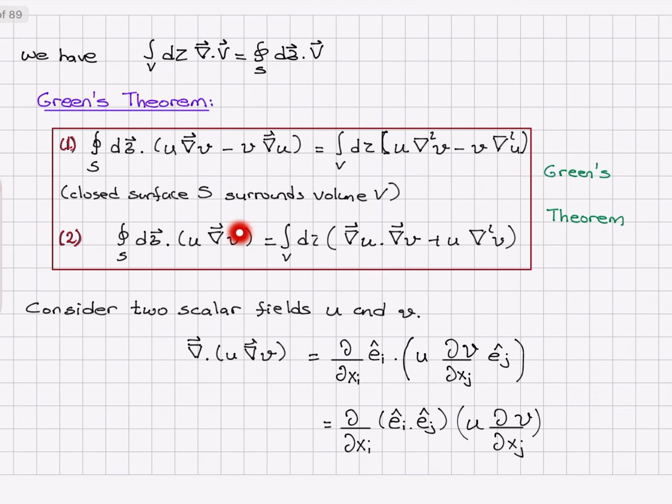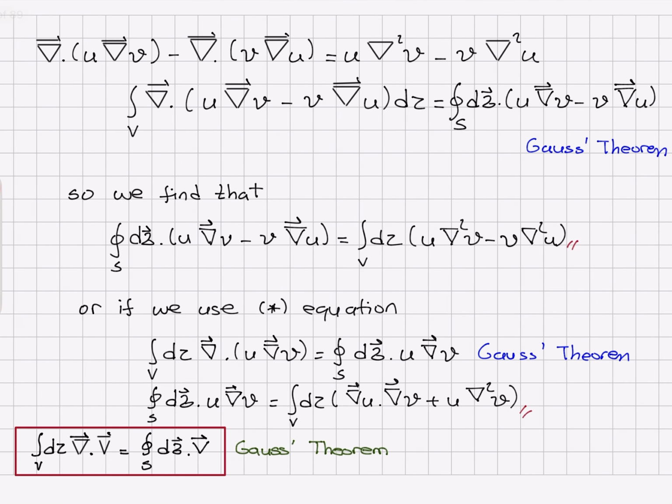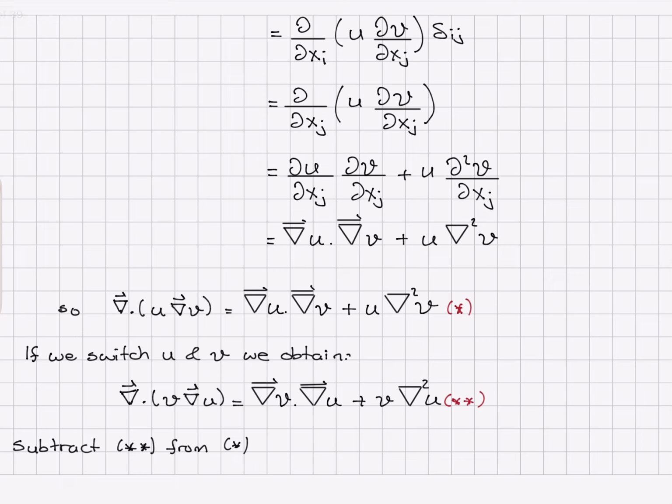So this basically helps us prove the second form, where we have the d sigma dot u gradient of v. The closed surface integral of d sigma dot u gradient of v is equal to the volume integral d tau divergence of u gradient of v, using Gauss's theorem, recognizing this vector v as u gradient of v. But since we have shown that the divergence of u gradient of v is equal to this, this proves the second form of Green's theorem.